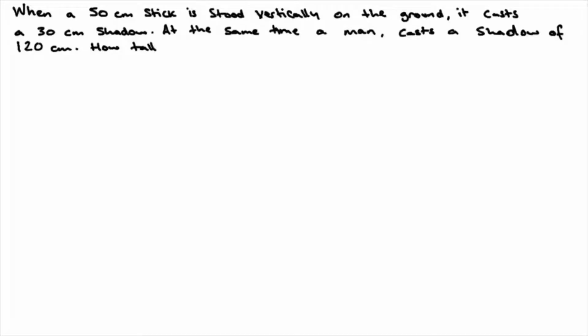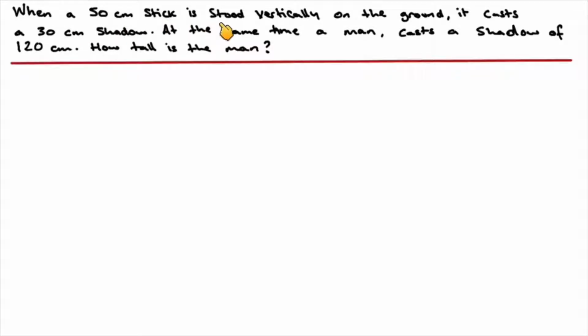So let's look at an example. When a 50 centimeter stick is stood vertically on the ground, it casts a 30 centimeter shadow. At the same time, a man casts a shadow of 120 centimeters. How tall is the man?